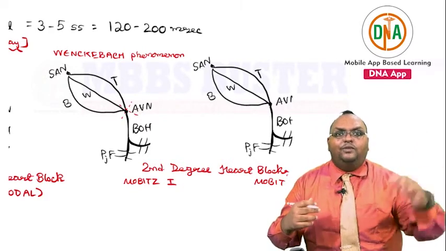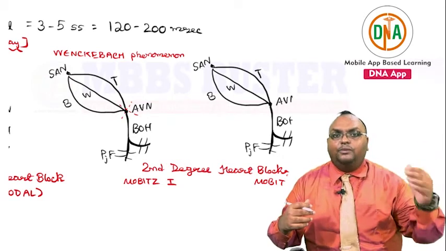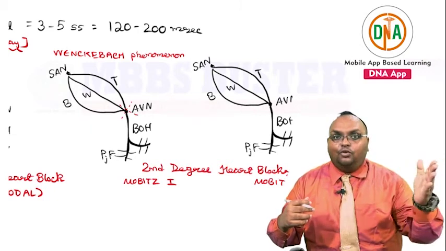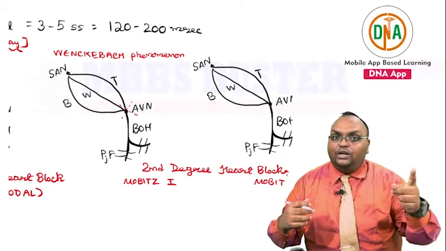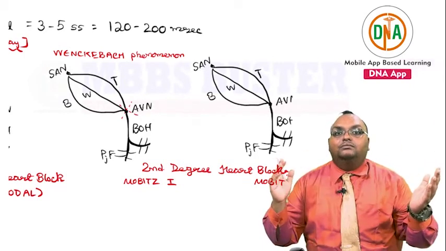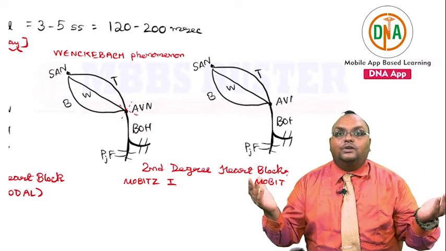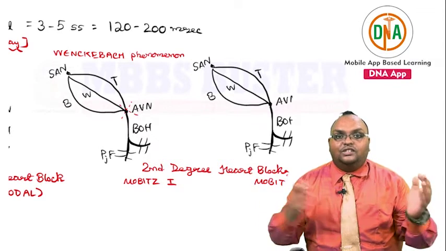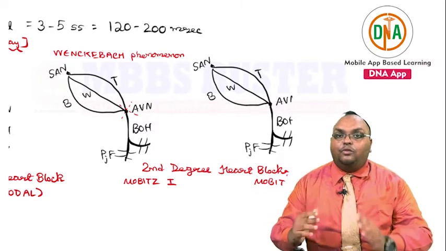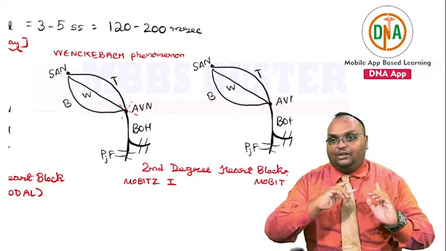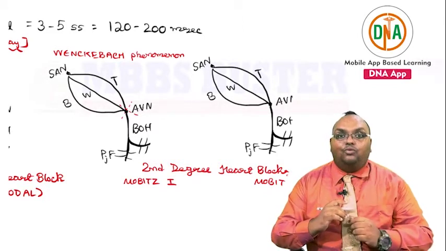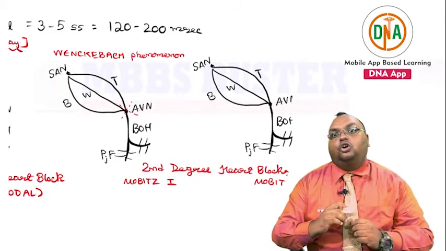In the first second, 5 people pass. In the second second, 4 people pass. In the third second, 3 people pass. In the fourth second, 2 people pass. In the fifth second, only 1 person passes. In the sixth second, the door is completely closed and somebody is not able to pass. Rather, nobody is able to pass. Are you getting the point? I've just used a small example to make you understand how there is a decremental propagation of impulses from the SA node to the bundle of His via the AV node in Mobitz type 1 second degree heart block.